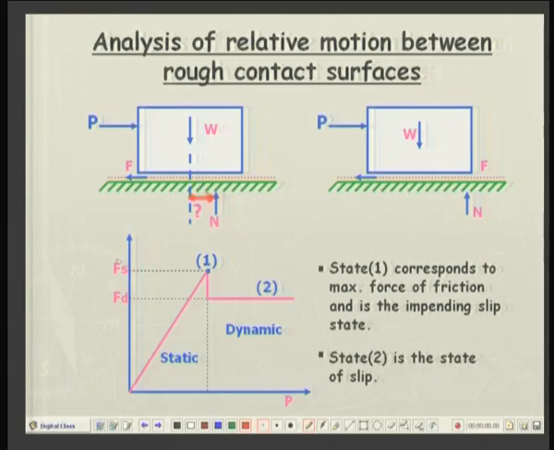So, earlier the force of friction was Fs, that is static friction, the state of impending motion, and once the motion has commenced, the force of friction will be the dynamic friction, Fd. And always remember that this dynamic friction is less than static friction, and this state will be called the state of slip. So, remember, state of impending motion, state of slip.